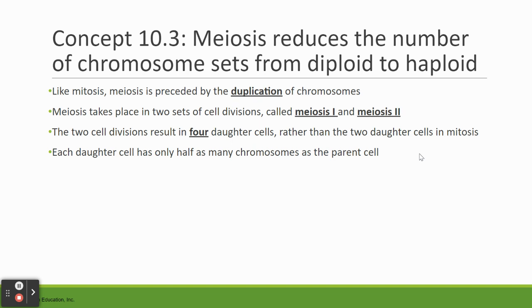Meiosis is going to take place in two sets of cell division. So, unlike mitosis, where it's just one round and it's done, and you get two new cells, we're going to undergo two sets of cell division. One is called meiosis 1, and the other is called meiosis 2. So, two phases of cell divisions. The two cell divisions are going to give us 4 daughter cells rather than 2 daughter cells in mitosis. So, we're going to end up with 4. However, each daughter cell has half as many chromosomes as the parent cell does now. It's going to have one of each set of chromosomes instead of 2.